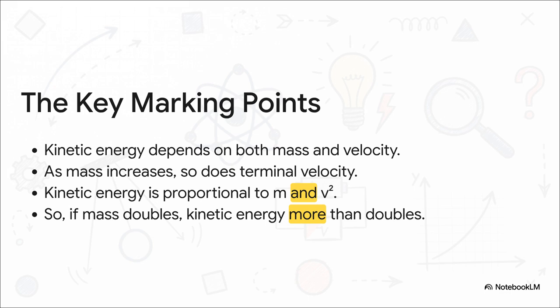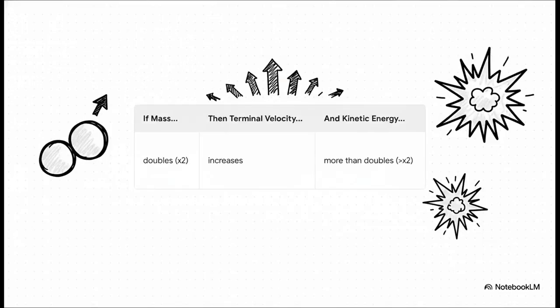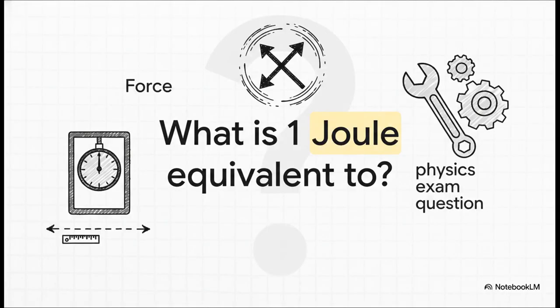The kinetic energy formula has mass in it, but it has velocity times squared. So when you double the mass, you're not just doubling that m in the equation, you are also increasing the velocity. And because that velocity value is squared, its effect is magnified, which is why the total kinetic energy goes up by more than double. This table sums it up perfectly. You double the mass, that makes the terminal velocity increase. And because both of those factors go into the kinetic energy equation, with velocity being squared, the final result is that the kinetic energy more than doubles. It's a compound effect.